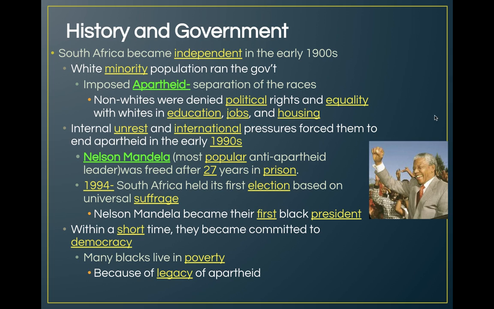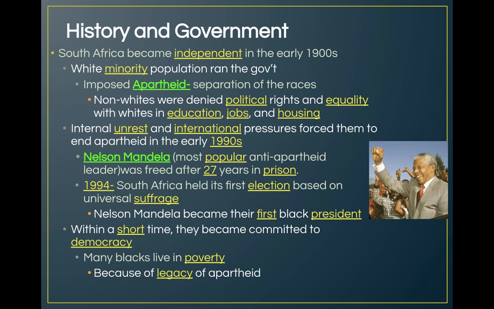And so Nelson Mandela, that's this guy right here, he was the most popular anti-apartheid leader, and he spent 27 years in prison as a political prisoner. But in 1994, he's going to be elected the first black president of South Africa. So this was the first time that they actually had universal suffrage. And so it was a pretty big deal that Nelson Mandela was the first black president in South Africa. It's amazing that it took till 1994 for that to happen.